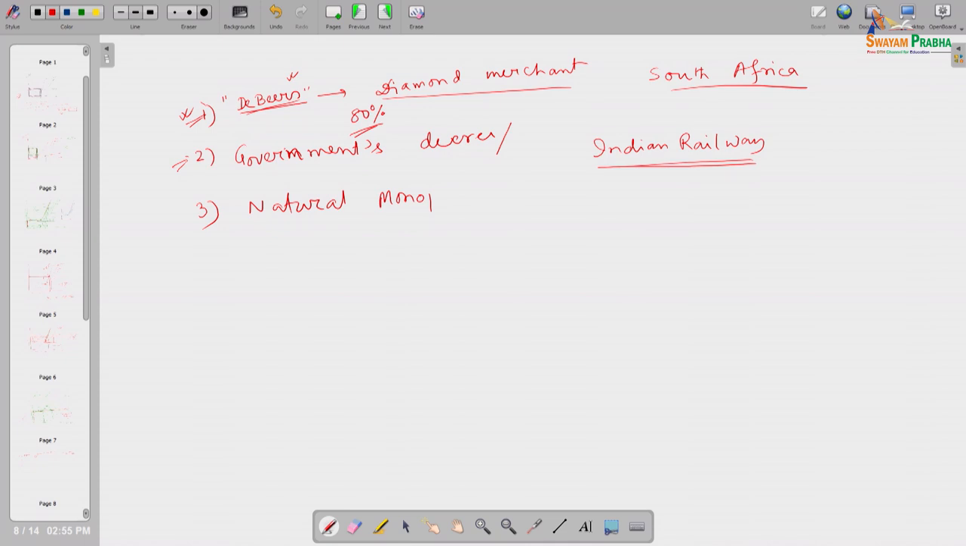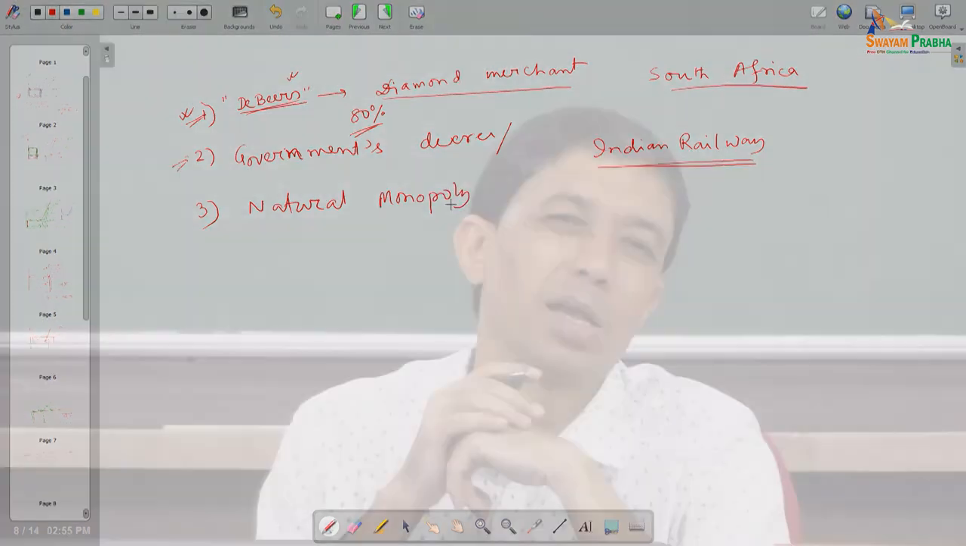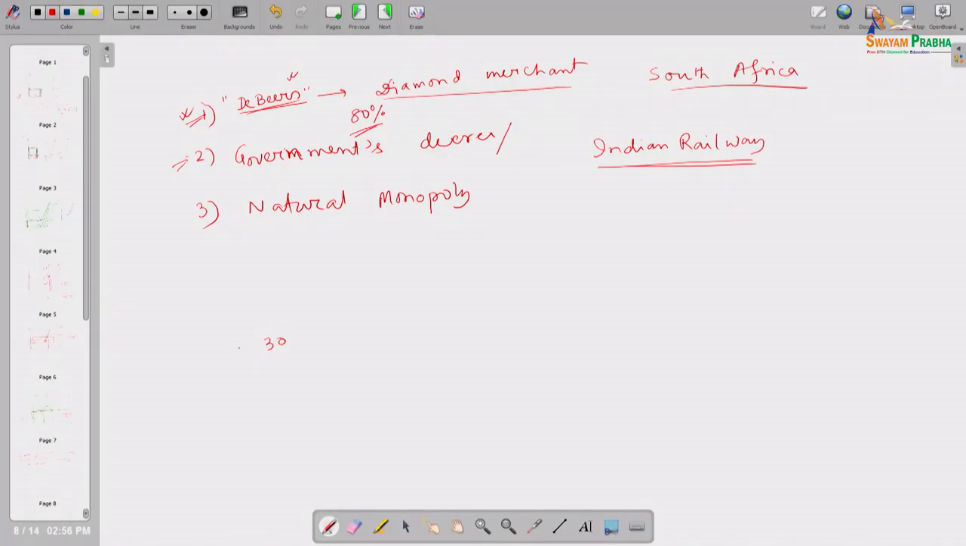Natural monopoly, where the technology through which the commodity is produced is such that if one producer produces, that is the cost he will incur, but if two or three producers try to produce, each of them will incur more cost per unit. Say when one producer is producing that product, the per unit cost is say rupees 30. If three or four producers, multiple producers, try to produce that commodity, each of them will get an average total cost that will be more than 30 rupees.